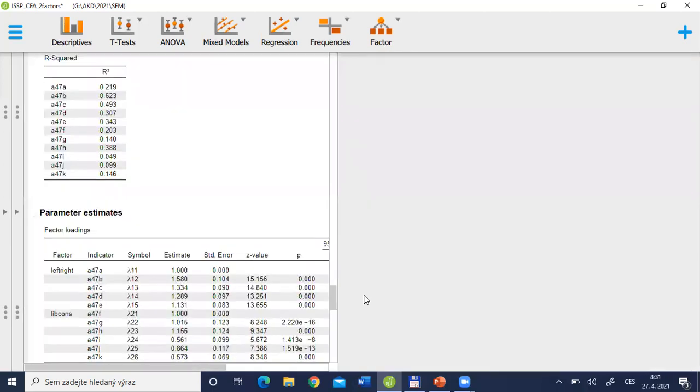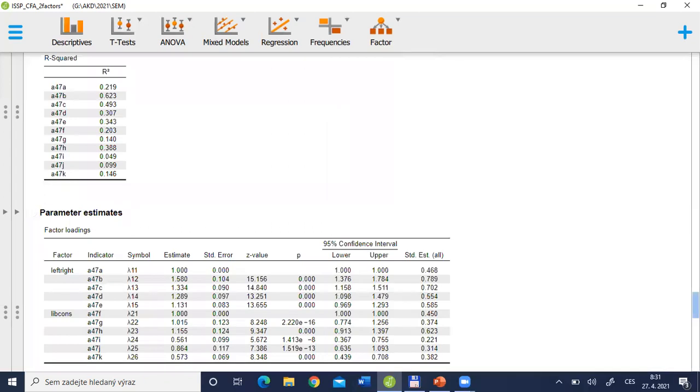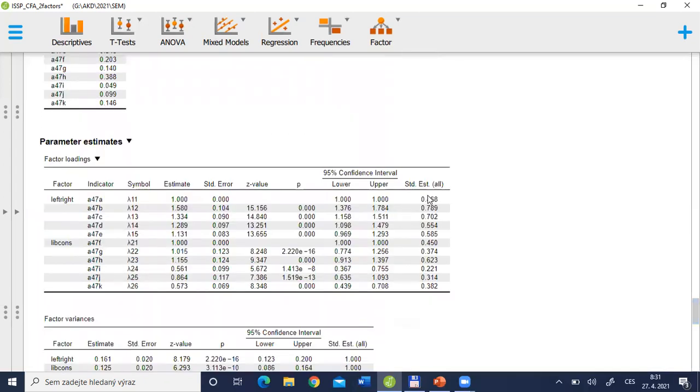So I would go here. So here it is. So I can read very easily that for the first 5 items, so it means for left-right scale, these standardized estimates are quite good. General recommendation is that these standardized factor loadings should be approximately 0.5 or bigger. So only the first item is slightly problematic for the left-right scale.